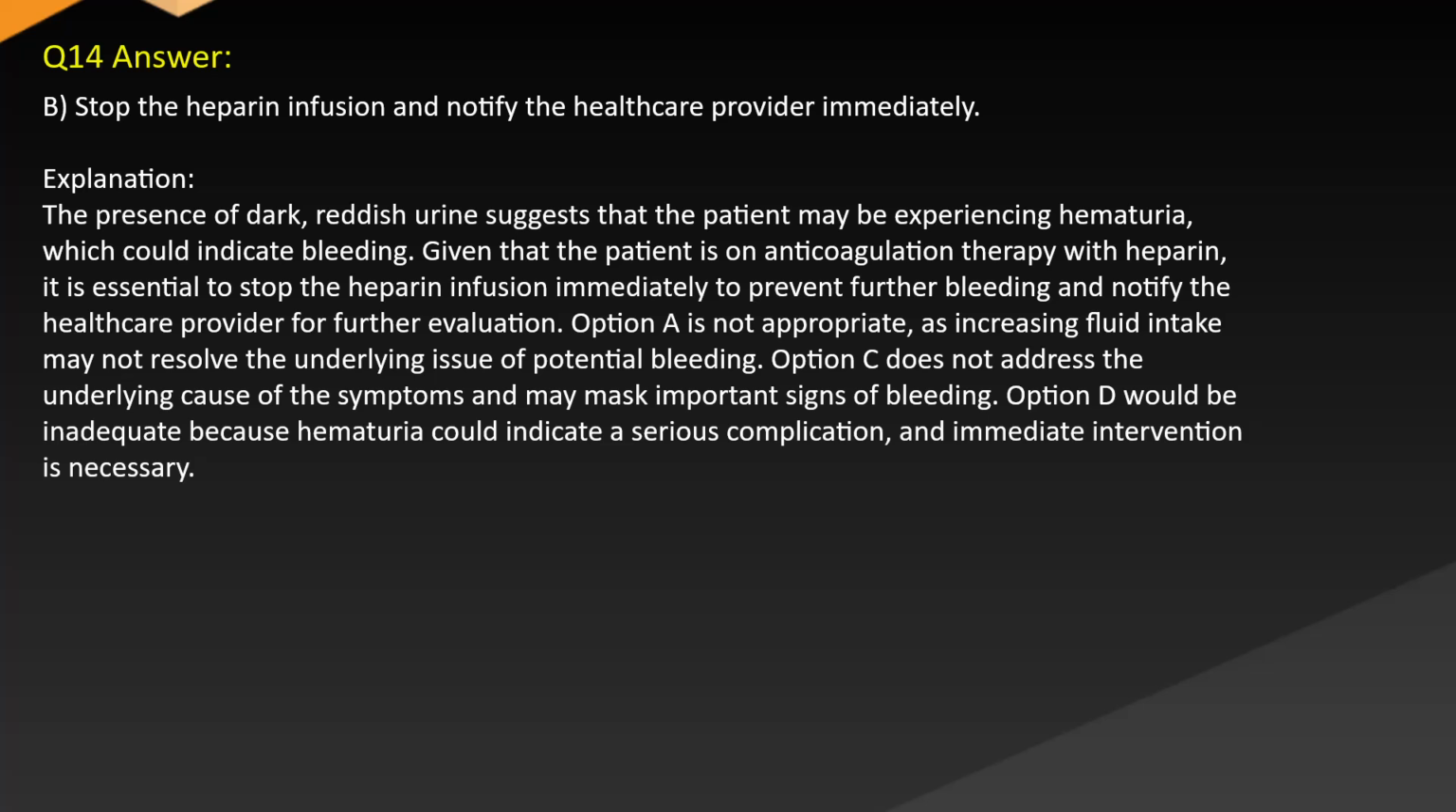Explanation. The presence of dark, reddish urine suggests that the patient may be experiencing hematuria, which could indicate bleeding. Given that the patient is on anticoagulation therapy with heparin, it is essential to stop the heparin infusion immediately to prevent further bleeding and notify the healthcare provider for further evaluation. Option A is not appropriate as increasing fluid intake may not resolve the underlying issue of potential bleeding. Option C does not address the underlying cause of the symptoms and may mask important signs of bleeding. Option D would be inadequate because hematuria could indicate a serious complication and immediate intervention is necessary.